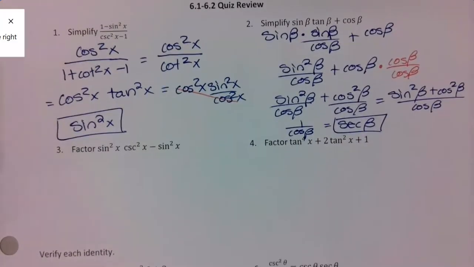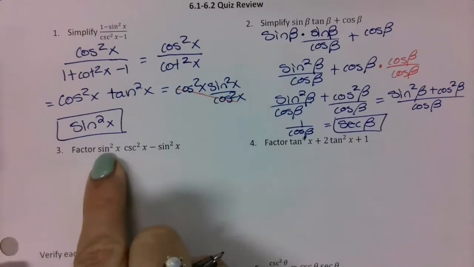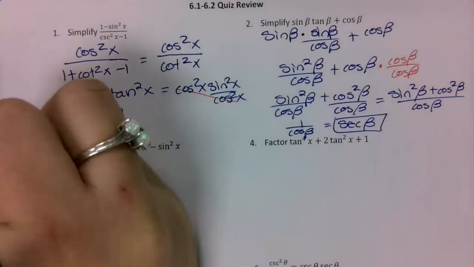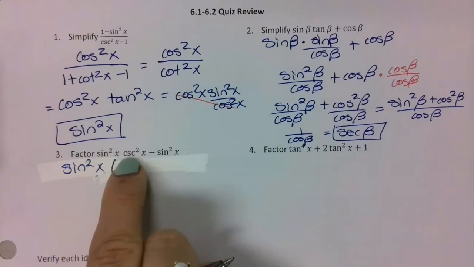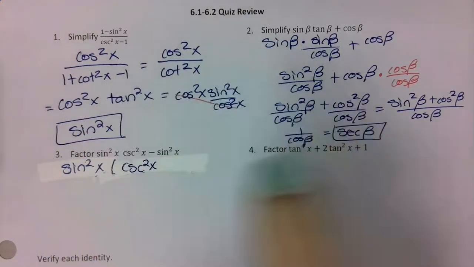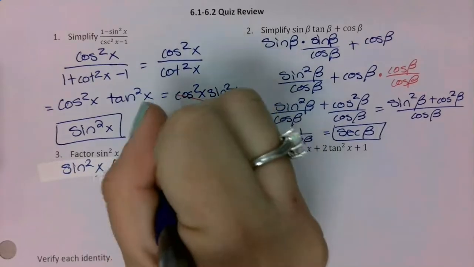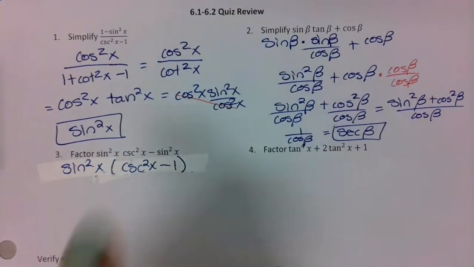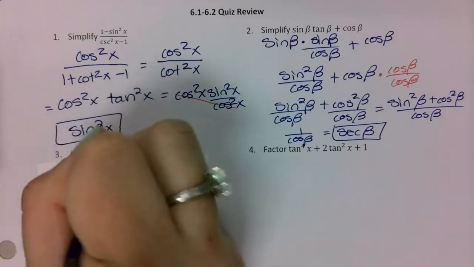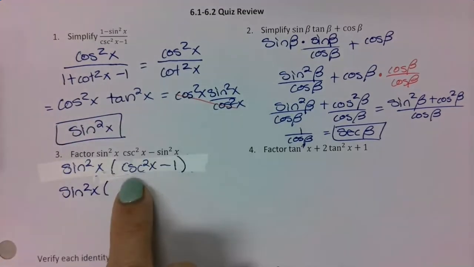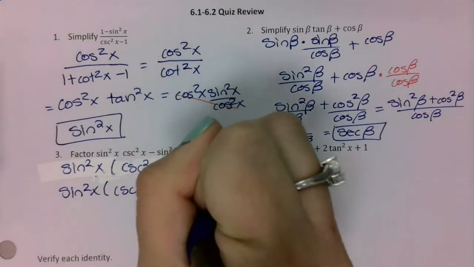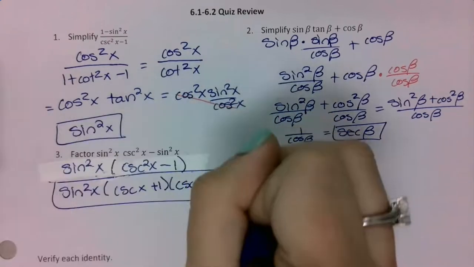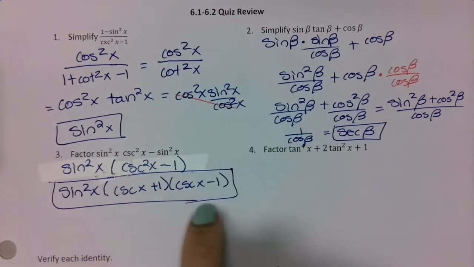Okay. Number 3 wants me to go ahead and factor. Looking at this one, I see that I have sine squared in both of my terms, so I'm going to pull that out for now. That gives me sine squared x. And then my first term, if I pull out a sine squared, it leaves me with cosecant squared. And then sine squared divided by sine squared gives me 1. This one is still a difference of squares, so I can go ahead and factor it more. The sine squared stays out front. It's a difference of squares, so I can have cosecant x plus 1 times cosecant x minus 1. Now that I don't have any more exponents inside my individual factors right here, I am good.